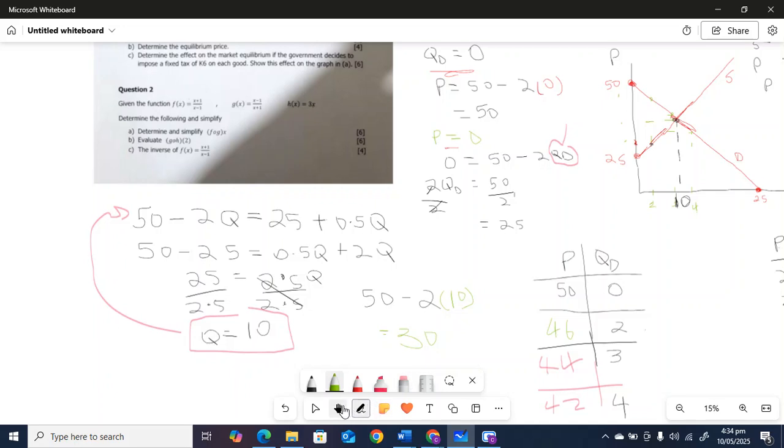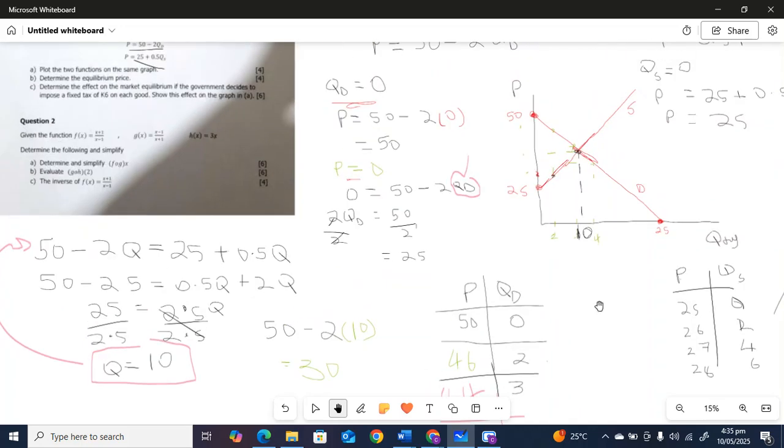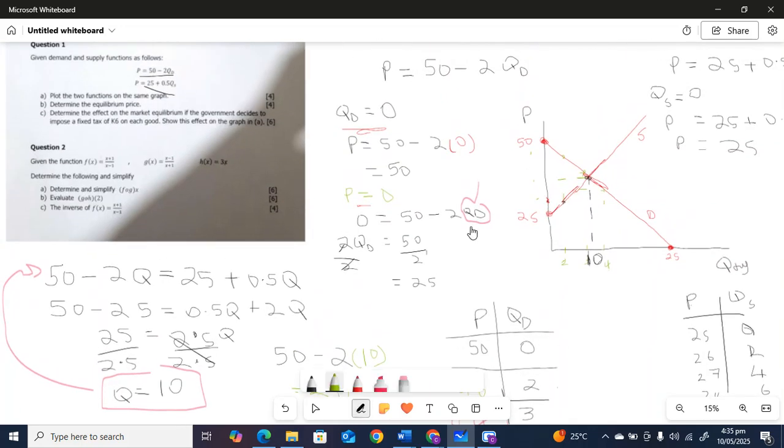What I wanted to mention is that when plotting these graphs with this method, you would eventually find your equilibrium point like this. You would notice that when you make QS and QD 10, the price is going to be the same. And there you'll be able to say, I've determined my equilibrium price and quantity. So this is our equilibrium price, 30 kwacha, and the equilibrium quantity is 10 units. Any questions?